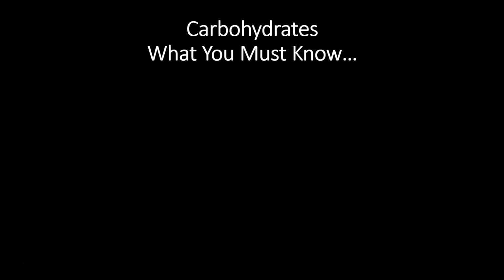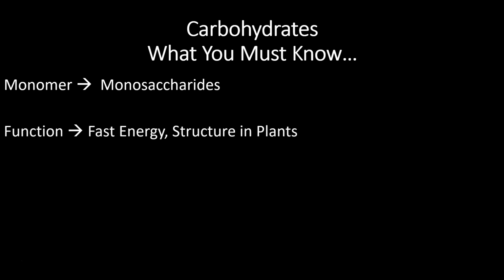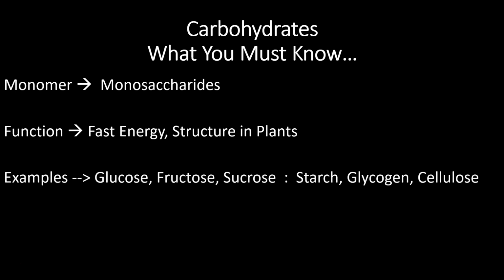Okay, this is the big idea of carbohydrates that I want you to know. Number one, the building block of all carbohydrates are monosaccharides. Okay, that's the monomer, monosaccharides, one sugar. What's the function of carbohydrates is fast energy. That's why we eat carbohydrates, because it gives us really, really quick energy. And also the other function is its structure in plants as cellulose, which is also known as fiber. Examples, glucose, fructose, and sucrose. These are all very simple sugars.